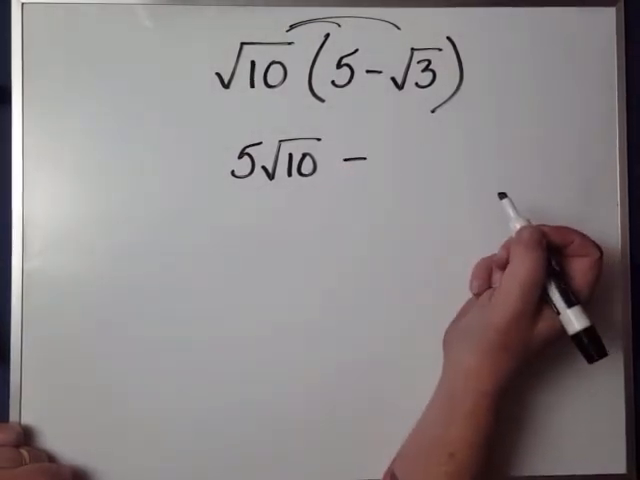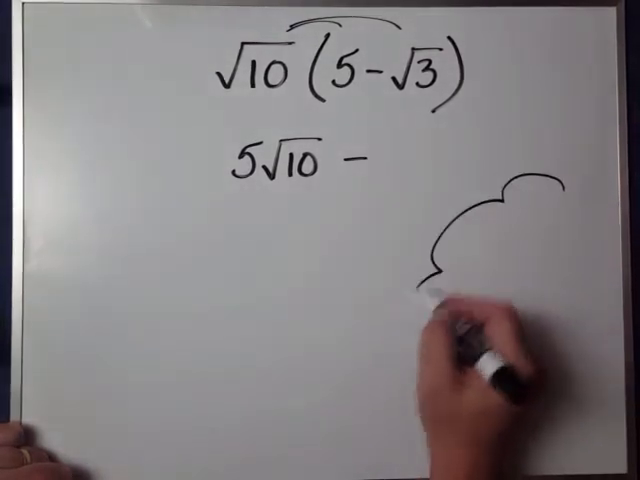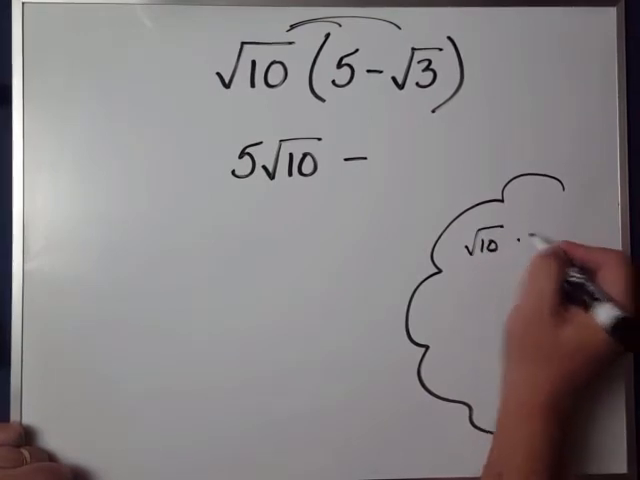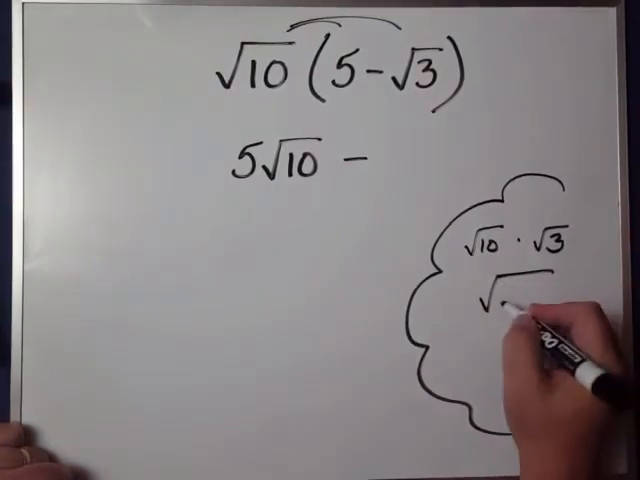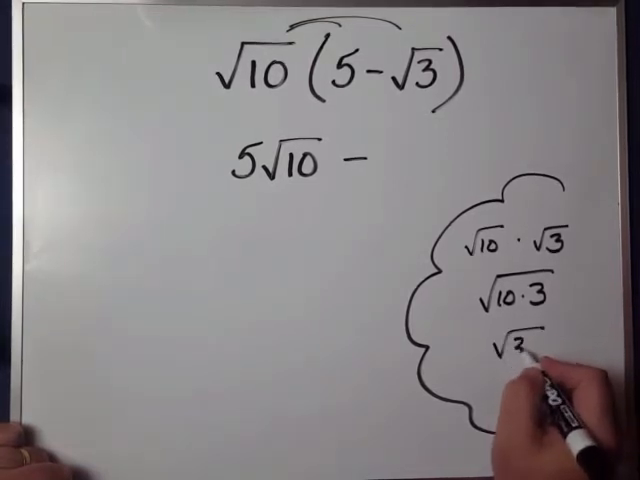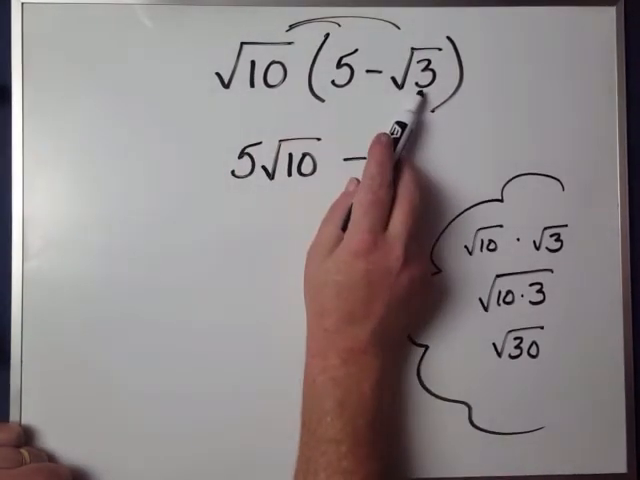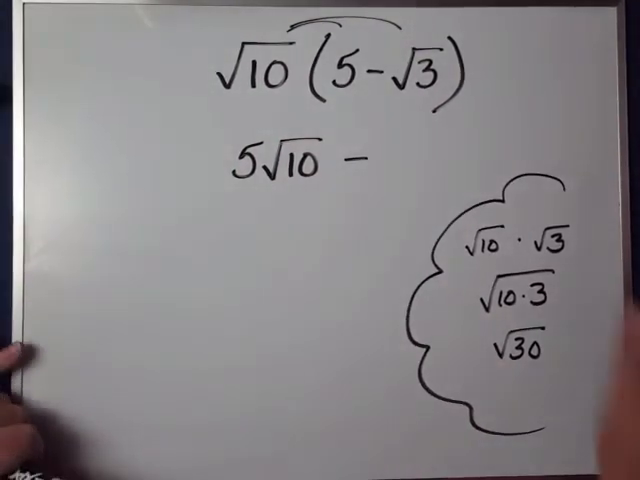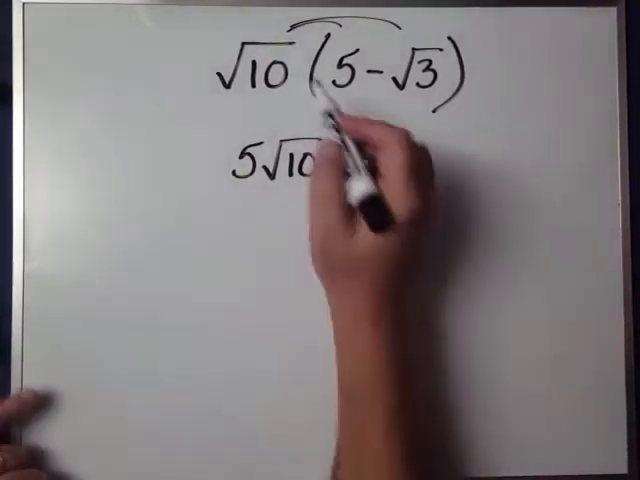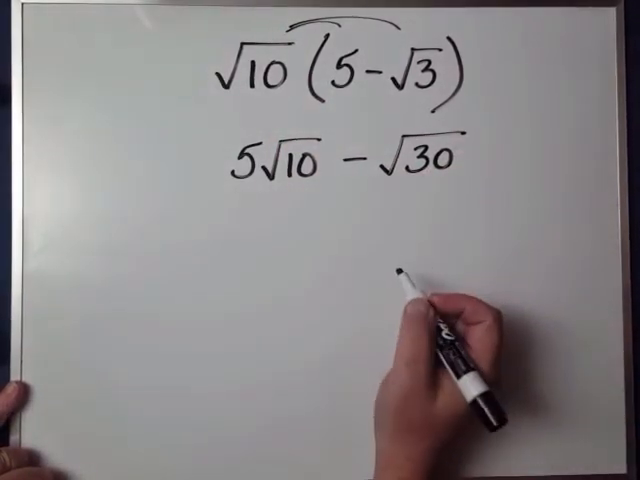And minus the square root of 10 times the square root of 3. Well, those are both inside. The 10 is inside, the 3 is inside. Square root of 10 times square root of 3, we know from our product rule, is the square root of 10 times 3. And so that's simply the square root of 30. Insides can get together. Outsides can get together, insides can get together, but insides and outsides cannot see each other. Square root of 10 times square root of 3, square root of 30.